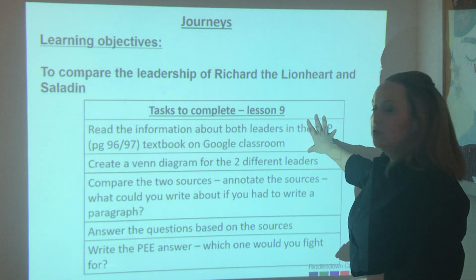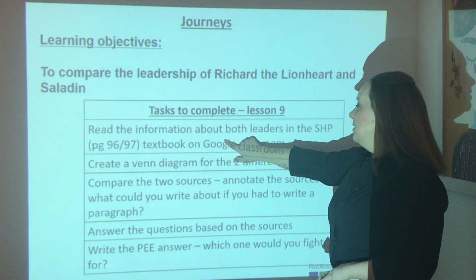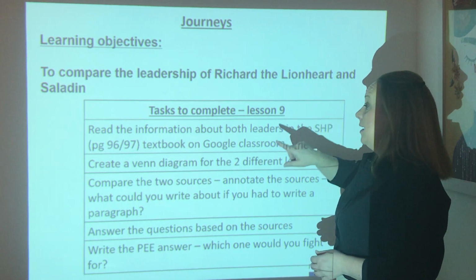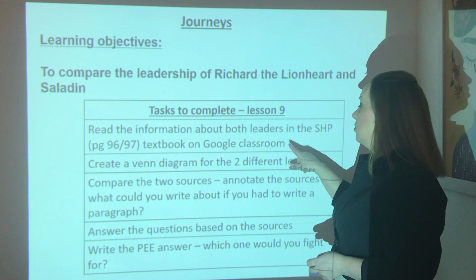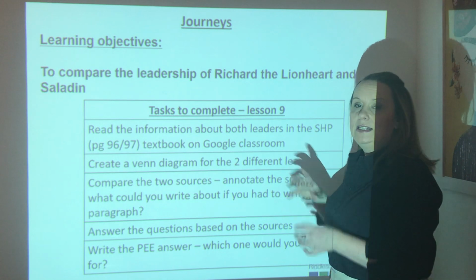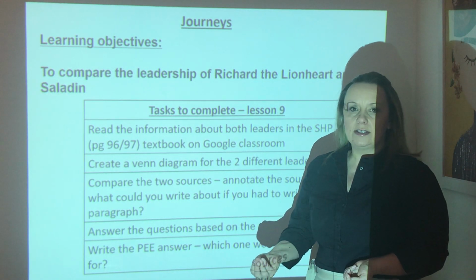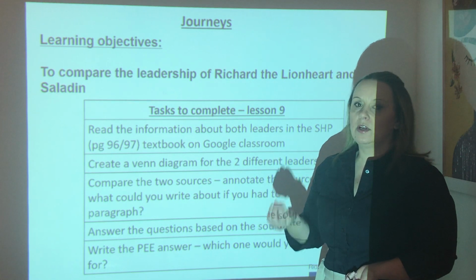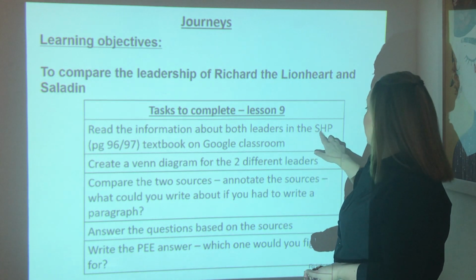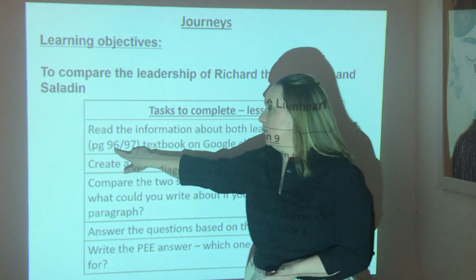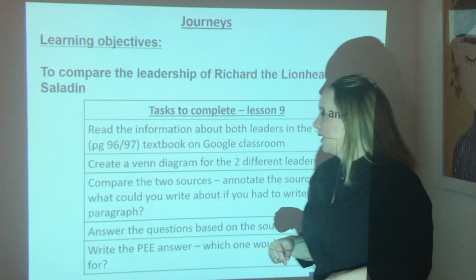So here are your tasks. You will be reading the information about both leaders in the SHP textbook, pages 96 and 97, on Google Classroom. You know where the textbooks are. They're in the same place as the others, as all of this work. So you should be able to find that, and the SHP one is clearly labelled SHP, and these are the pages that you will be looking at.